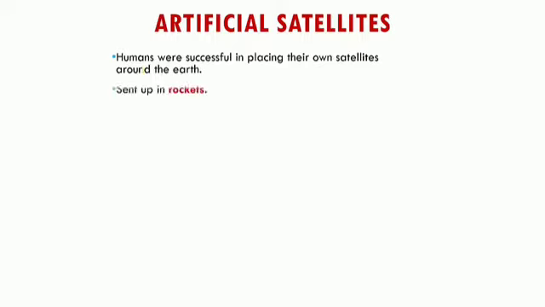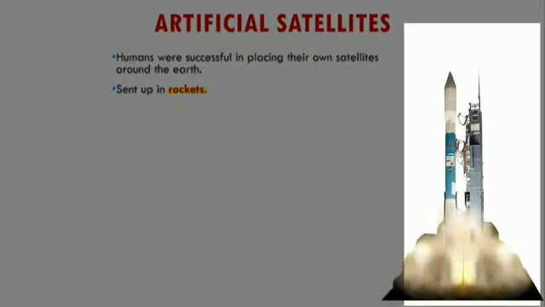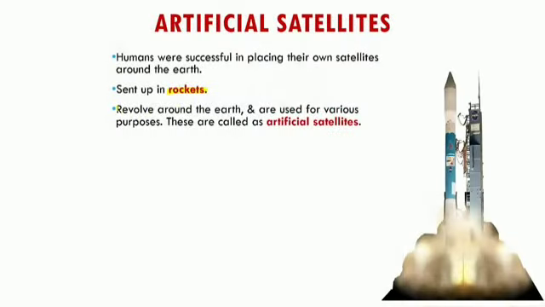Now finally, let's talk about something very interesting called artificial satellites. We said our moon is a natural satellite. Let us see what artificial satellites are. Human beings have been very intelligent and have successfully placed their own satellites around the earth. These satellites have been sent up there with the help of rockets. These artificial satellites revolve around the earth and they are used for various purposes. And since they have been installed there by man, they are called artificial satellites.